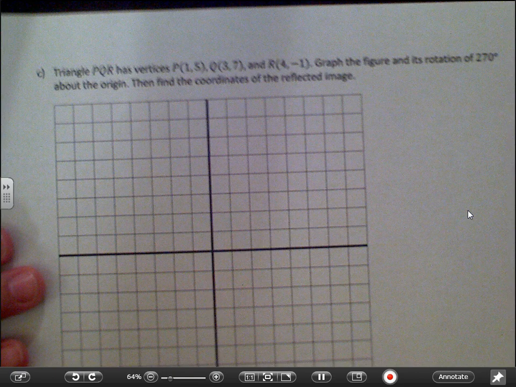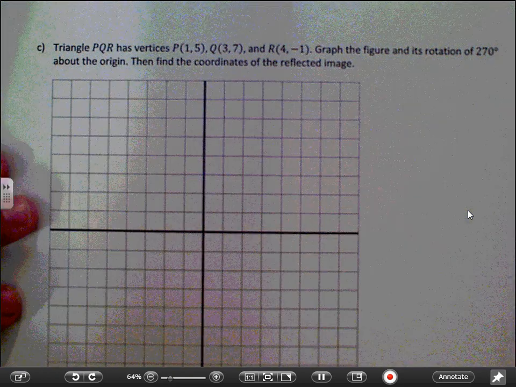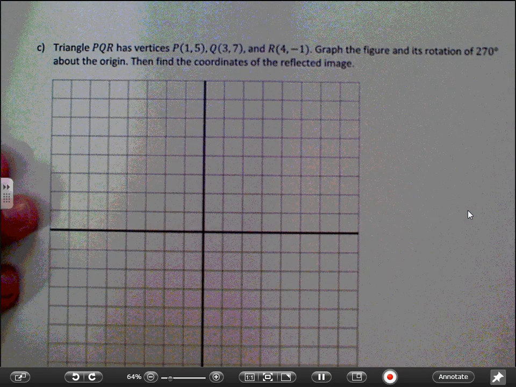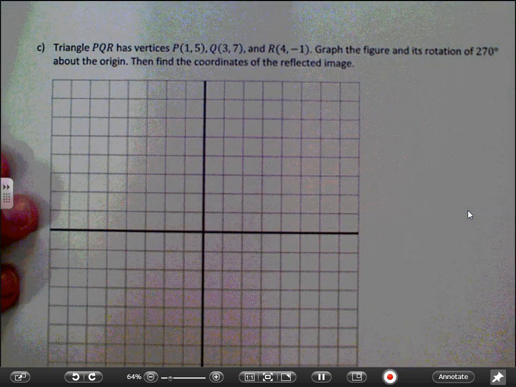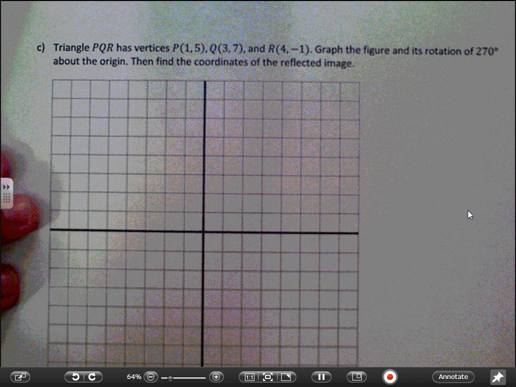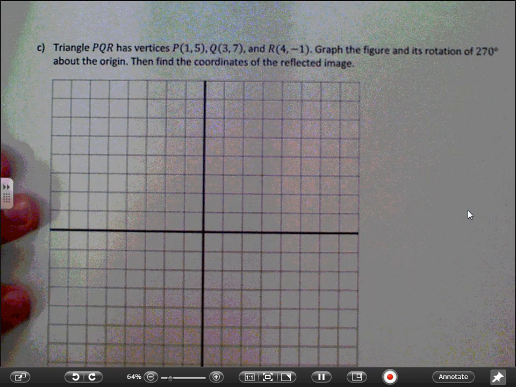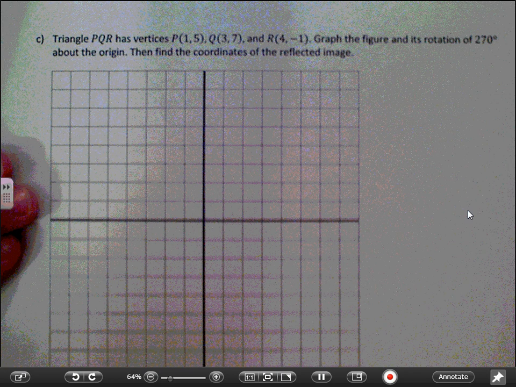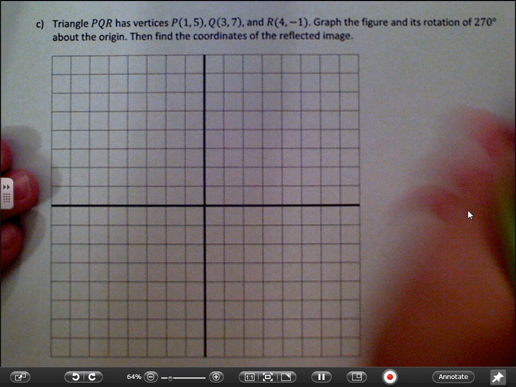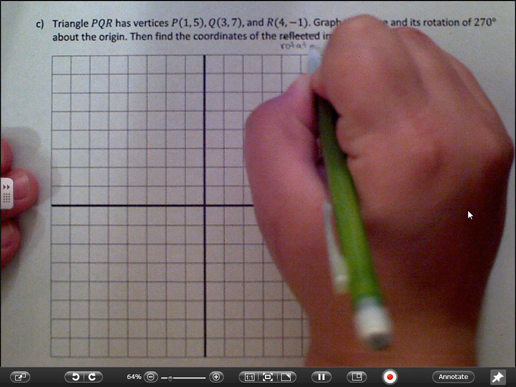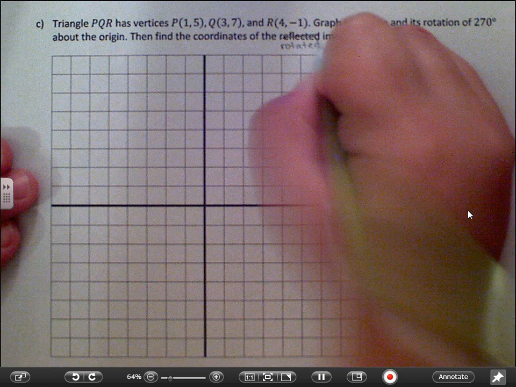Letter C. Triangle PQR has vertices P (1, 5), Q (3, 7), and R (4, -1). Graph the figure in its rotation of 270 degrees about the origin. Then find the coordinates of the rotated image. Oh, this should say of the rotated image. Okay.